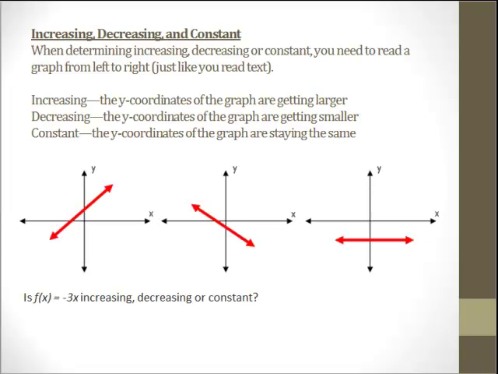So when you talk about functions, you can talk about them in terms of where they are increasing, decreasing, and constant. If your graph is rising from left to right, it is said to be increasing. If it is falling from left to right, it's decreasing. And if it's just a horizontal from left to right, it's said to be constant.